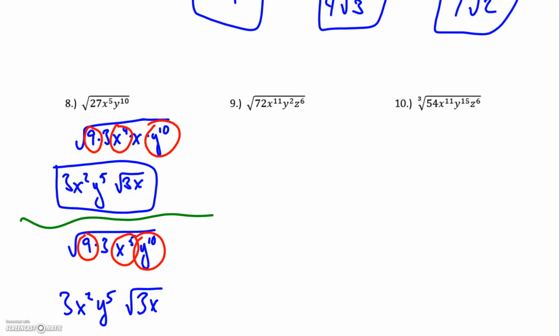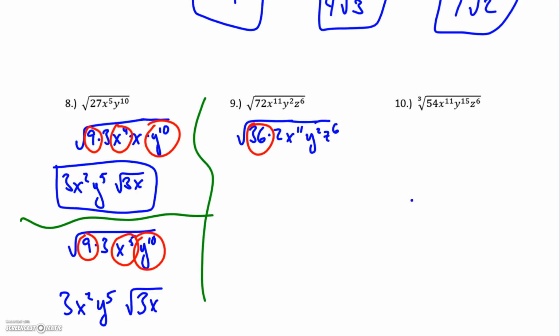All right. If I take a look at the next one, again, when I do this one, I've got the 72, which I can break down into 36 times 2. I'll do the other approach this time, so it's x to the 11th, y to the 2nd, and z to the 6th. And now when I look at this thing, I say, okay, the square root of 36 is a 6. When I try to take the square root of 11, basically I do 11 divided by 2, and 2 goes in there 5 times, so I do an x to the 5th, with 1 left over, so there's going to be a 1x left underneath the radical symbol.